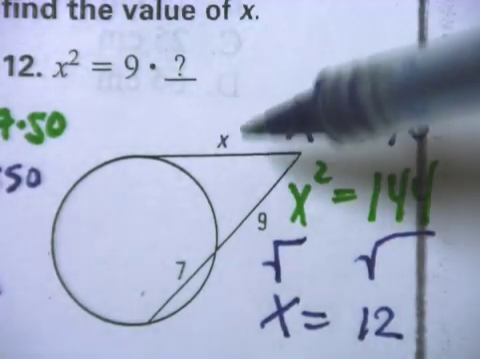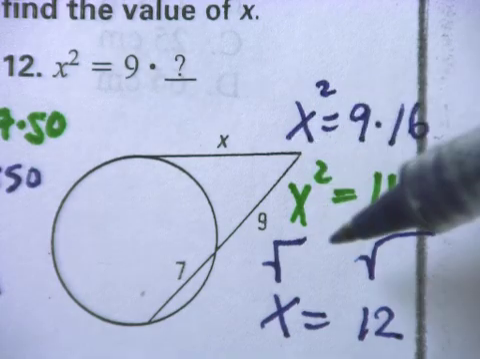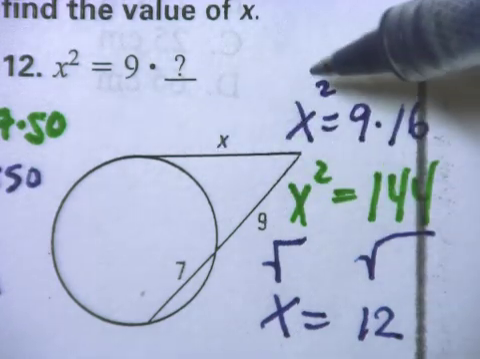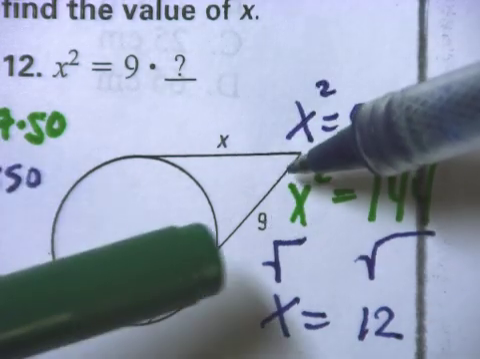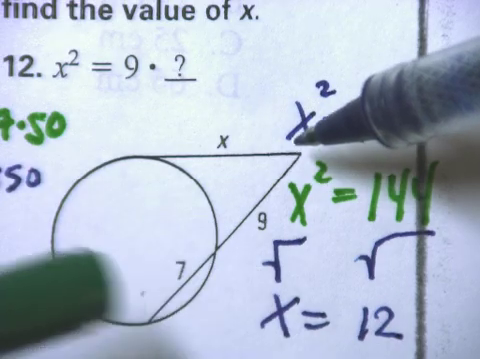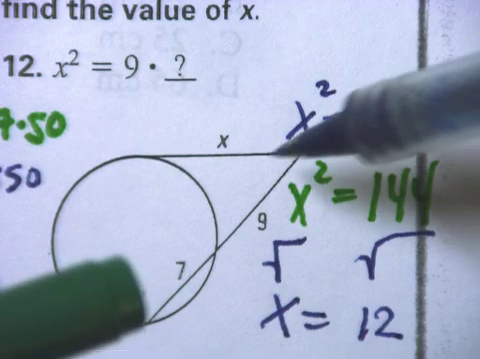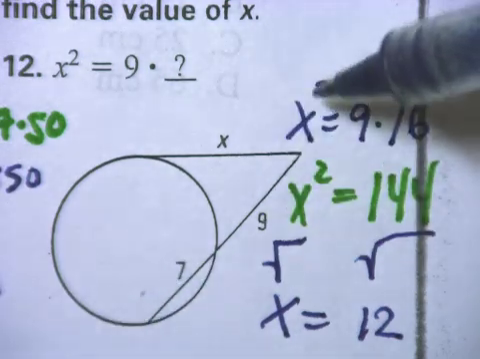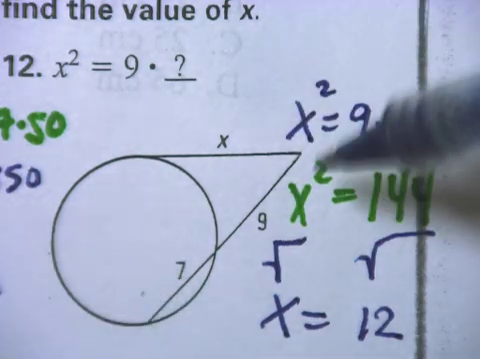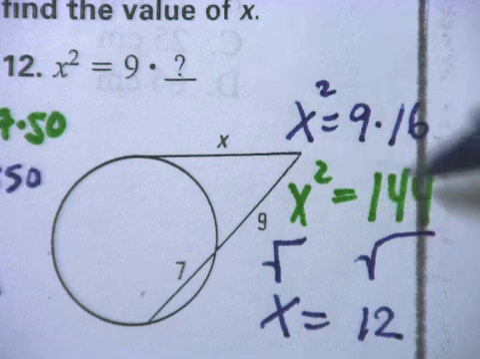And let's take a look here. Number 12. I have a tangent line. I have a secant line. I hope by now we realize that when you have a tangent line, you square it. And here we have a secant line, so it's going to be 9, the outer portion, times the entire thing, which is 9 plus 7, which is 16. So it's going to be 9 times 16.